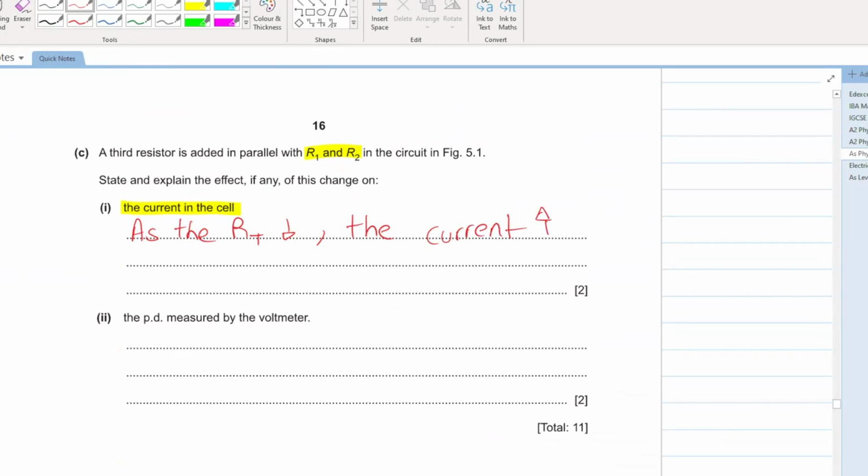Now come to part 2. What is written in part 2? You have to tell what will happen to the potential difference measured across the voltmeter.